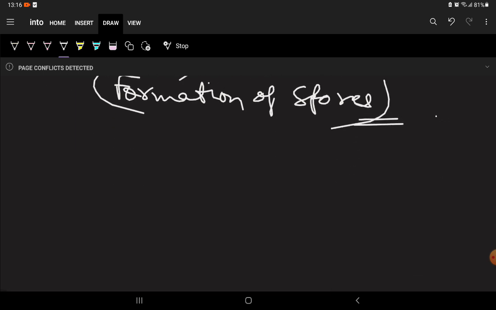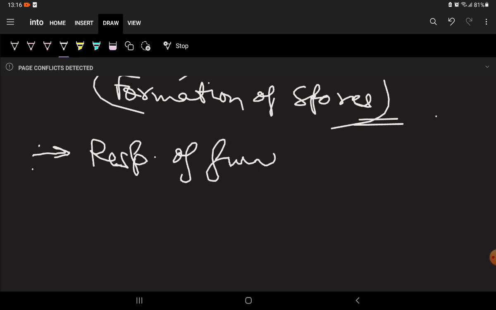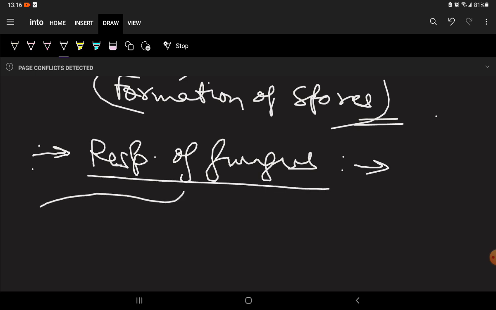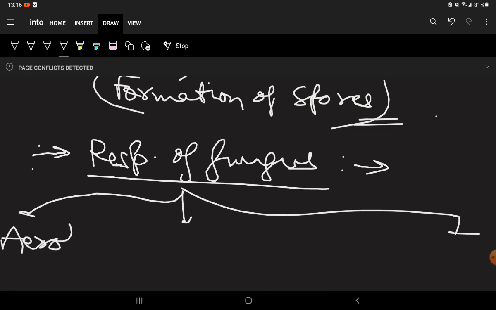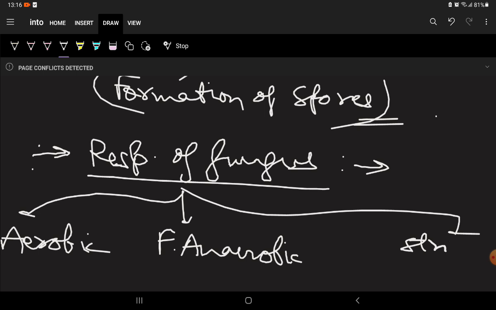Now, respiration of fungus. So there are three forms of respiration: aerobic, facultative anaerobic, strict anaerobic.